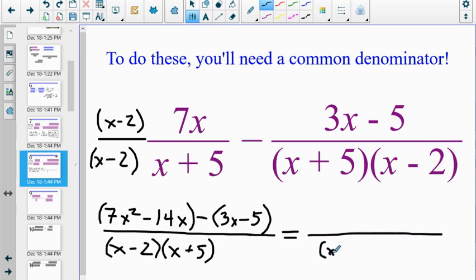And so denominator, x minus 2 times x plus 5. And my numerator is, let's see, the only x squared term is 7x squared. I've got a minus 14x minus a 3x, so minus 17x. And then minus negative 5 to give me a plus 5.